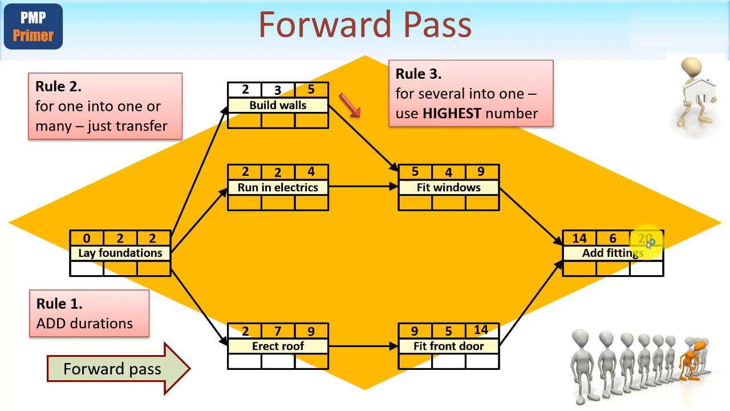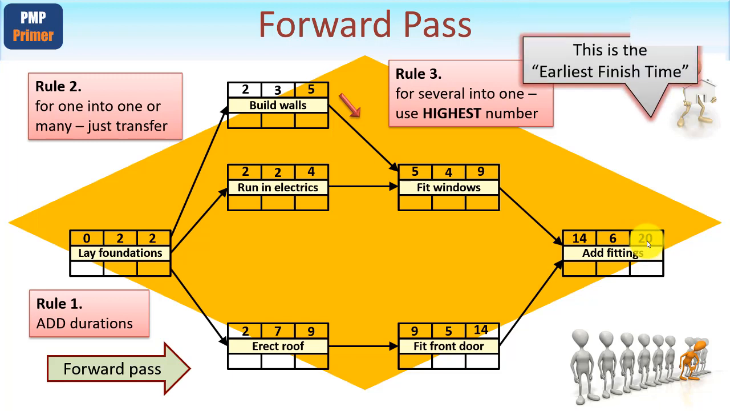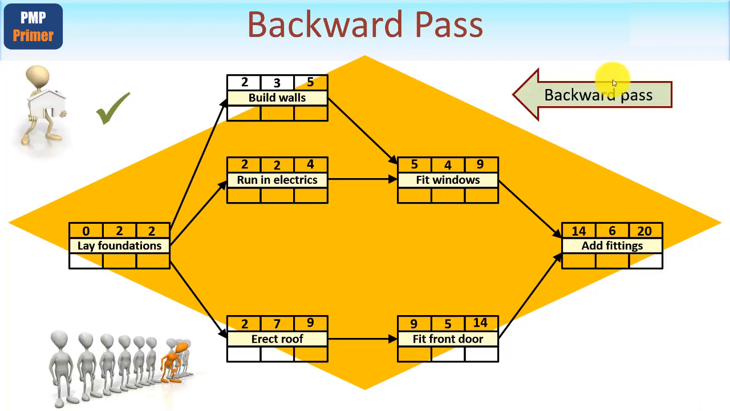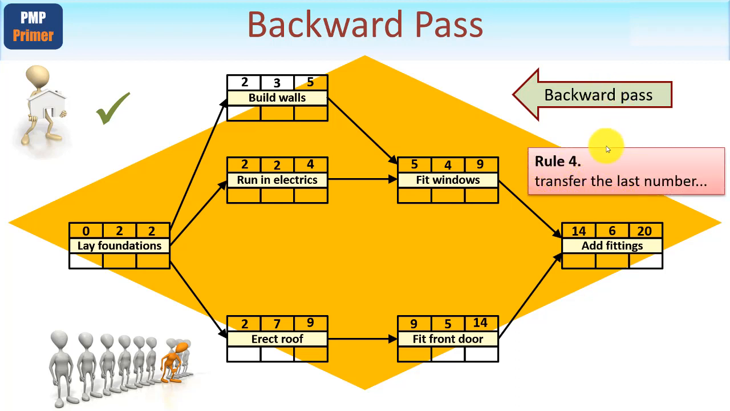Now that's an interesting number. Watch carefully, because that is your project's earliest finish time. So in the forward pass, you'll know the earliest finish time. It takes the backward pass to work out which tasks are critical and how much float there is. So let's do it right now. Now, what do we do in the backward pass? We subtract durations. But let's first of all look at our rule number 4.